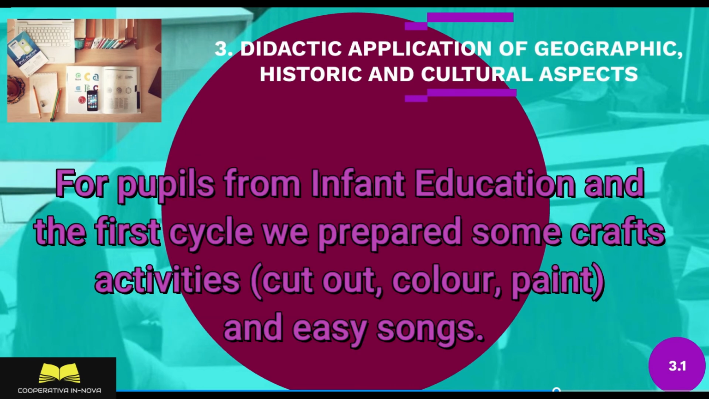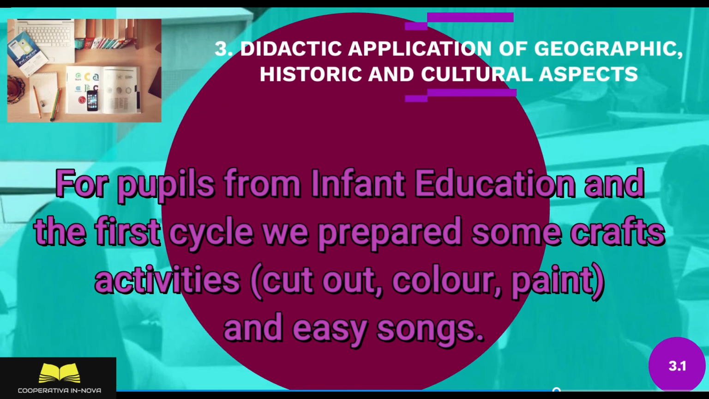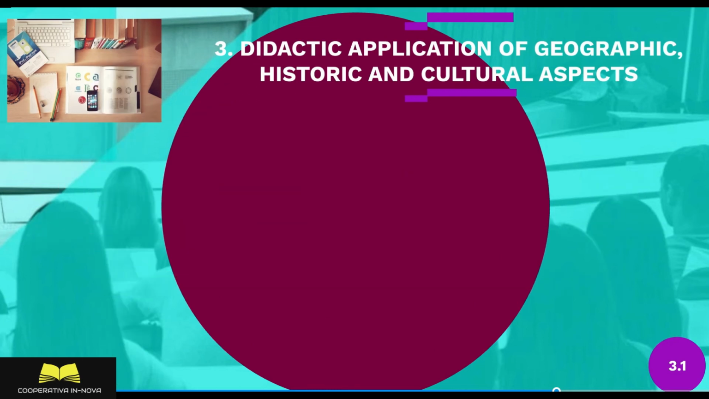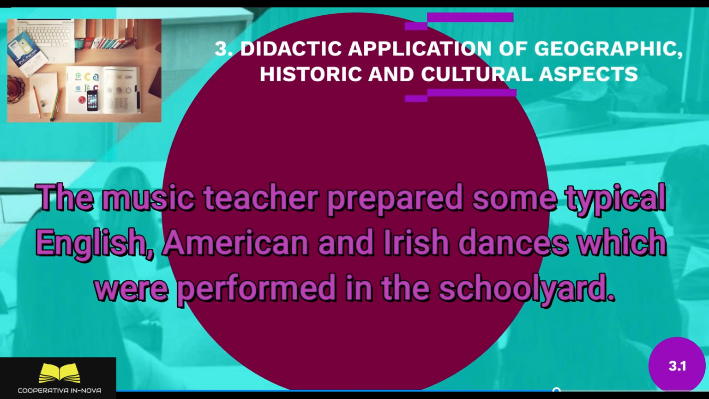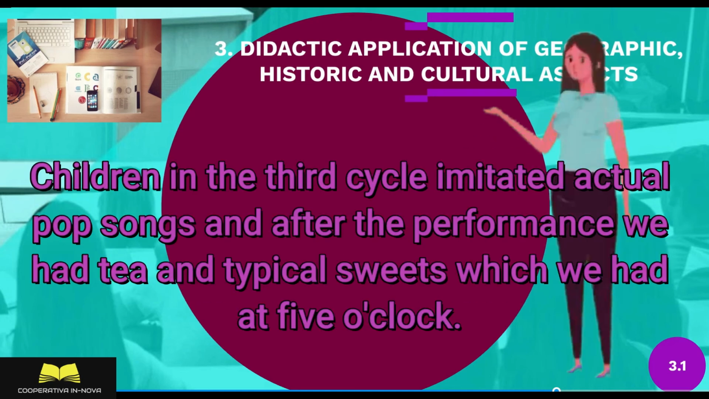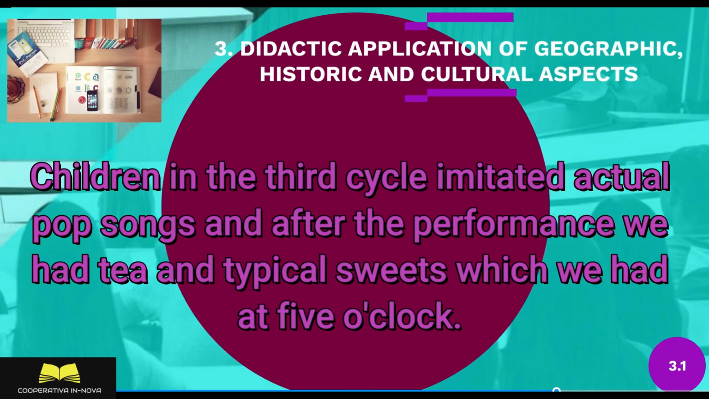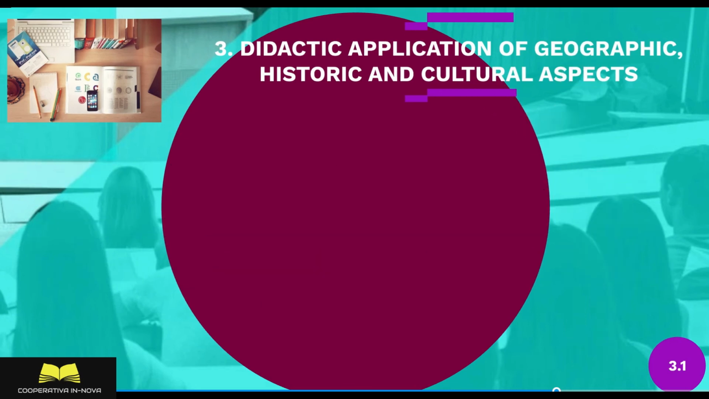For pupils from infant education and the first cycle, we prepared some crafts activities: cut out, color, paint, and easy songs. The music teacher prepared some typical English, American and Irish dances which were performed in the schoolyard. Children in the third cycle imitated actual pop songs, and after the performance, we had tea and typical sweets, which we had at 5 o'clock.